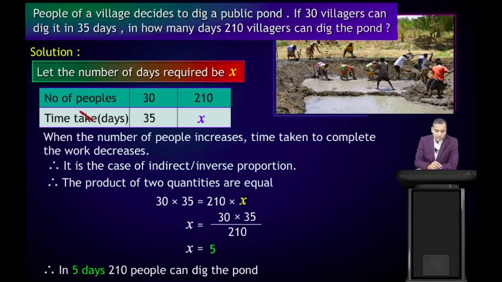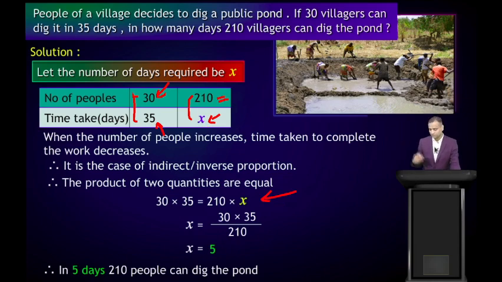First, we make a table of number of people, then time taken. It is given 30 people, then days are 35, 210 people, but days are not given, so we can take it as x. Now it is the case of indirect proportion, so the product of this is equal to the product of this. So by using this property we can find out the value of x.